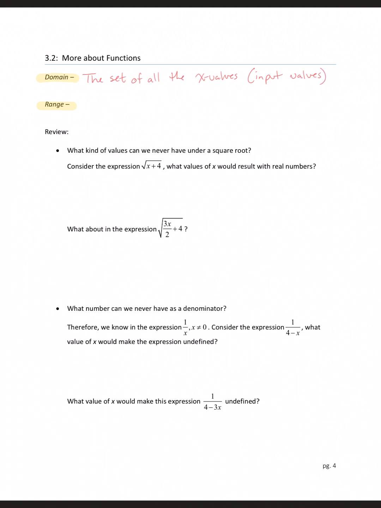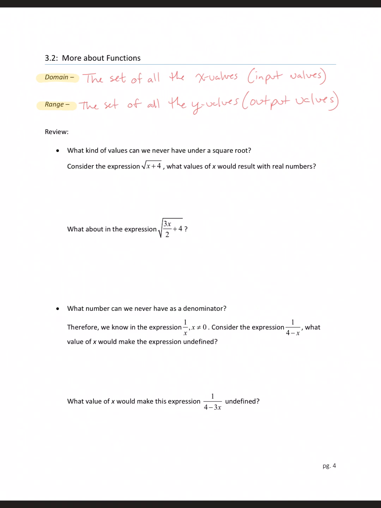The range is going to be the set of all the y values. These are also called the output values. These are the values that we get out of the function.